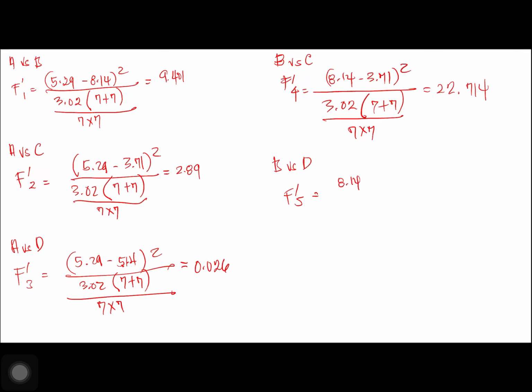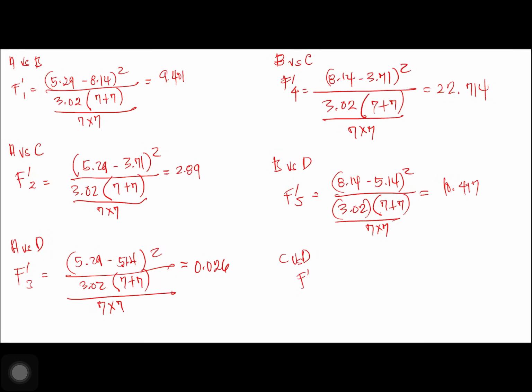The next is B versus D. We have F prime 5. We have there 8.14 minus the mean for D, 5.14, squared, divided by 3.02, the mean square within, times 7 plus 7 over 7 times 7, that's NB and ND. That is equal to 10.417.